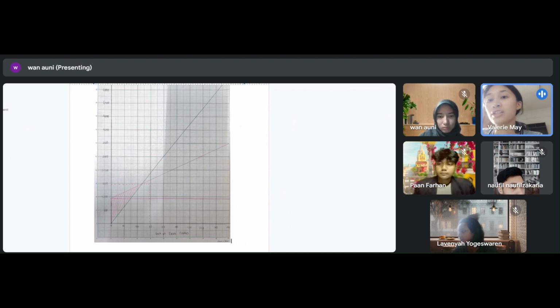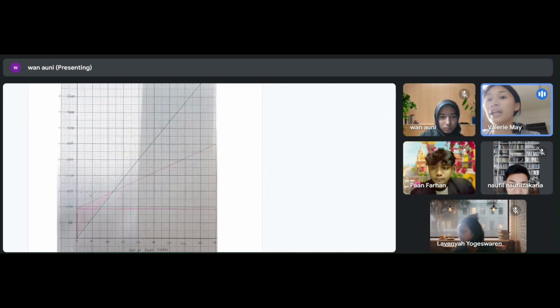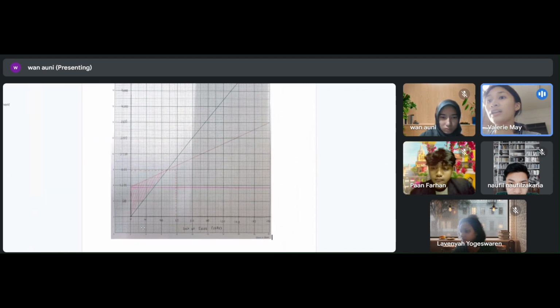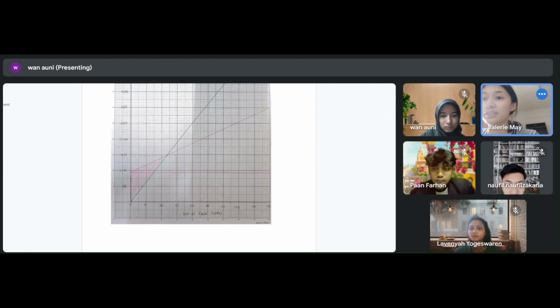And then as you can see, the area of the graph that I lined up with the pink color is the total loss. And the upper one is the total profit that we will get. That's all.